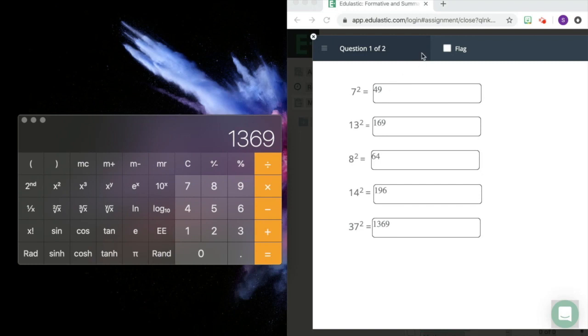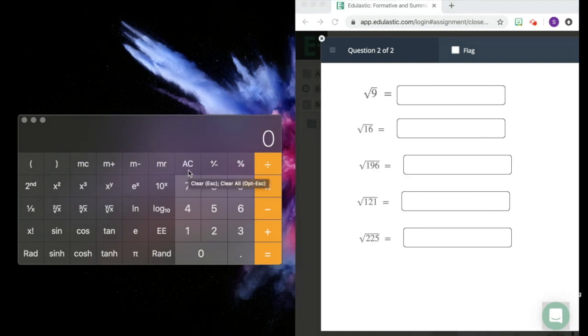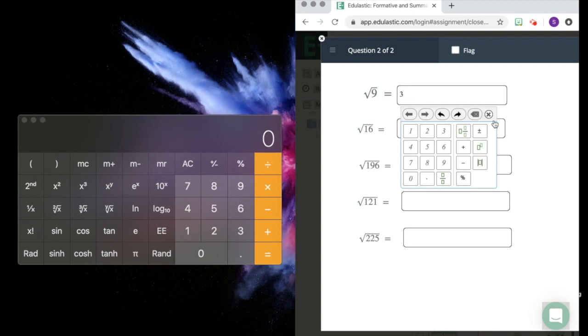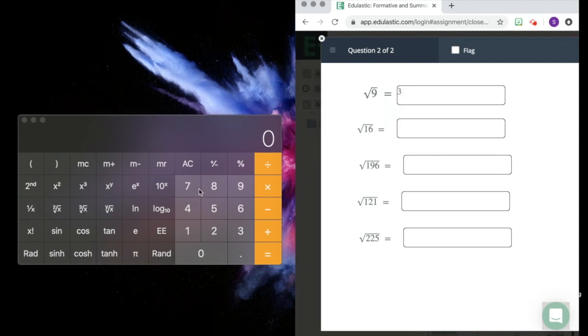1,369. Excellent. So now we're looking at square roots. First one, I think we did this one already, right? What's the square root of 9? What number times itself gives you 9? Well, 3 times 3 is 9, so the answer here should be 3. But let's double check with our calculator. So in order to find the square root of a number, you type the number first, 9, and then you hit the square root symbol. And guess what you get? 3. Because 3 times 3 is 9.